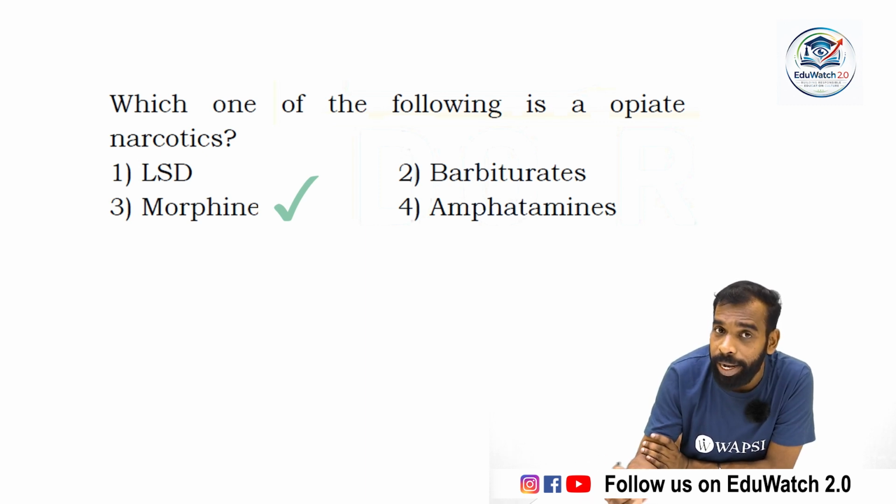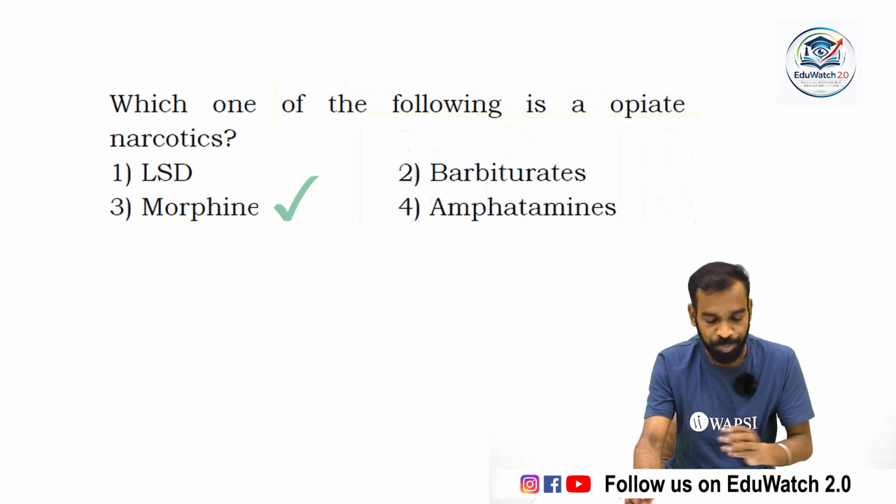Then LSD is a pure chemical drug used by some youth, not all youth, some persons. It's a pure chemical drug. Then morphine is a drug which is used as a painkiller. So option 3 is the correct answer.